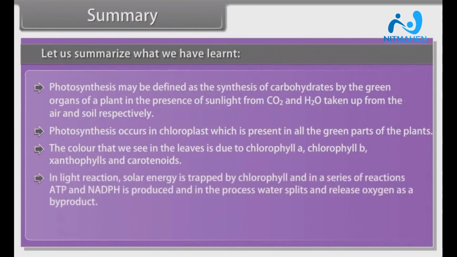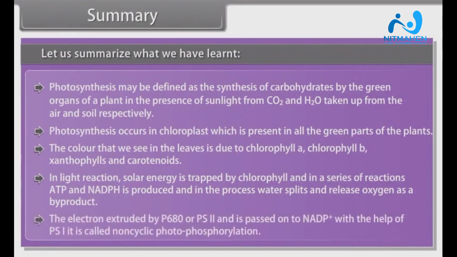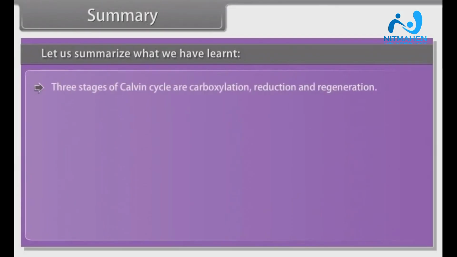In the light reaction, solar energy is trapped by chlorophyll and in a series of reactions, ATP and NADPH are produced, and in the process, water splits and releases oxygen as a byproduct. The electron extruded by P680 or PS2 is passed on to NADP+ with the help of PS1. It is called non-cyclic photophosphorylation. The three stages of the Calvin cycle are carboxylation, reduction, and regeneration.